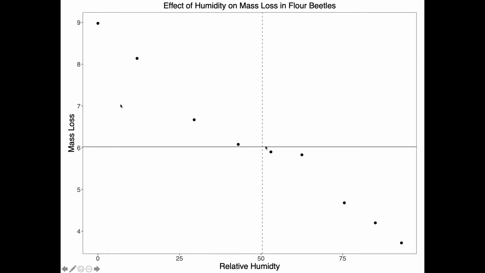But now the question is, how do we go about estimating what that line is? A horizontal line at the average mass loss is the null hypothesis, the null hypothesis being a slope of 0. But when we look at the residuals, the difference between each data point and the average mass loss, we see that the residuals are very high at both low humidity and high humidity.